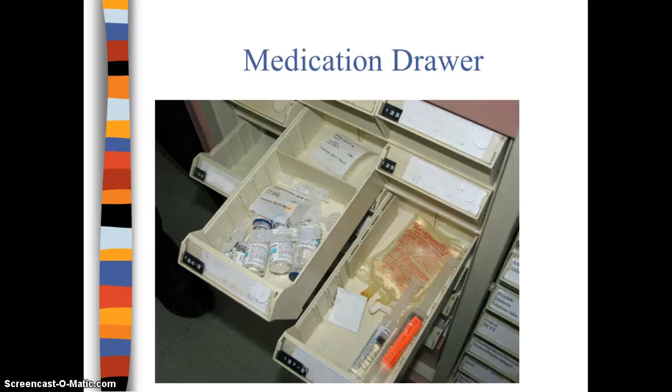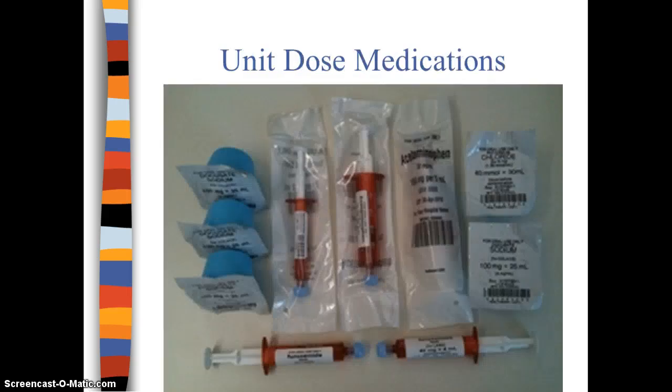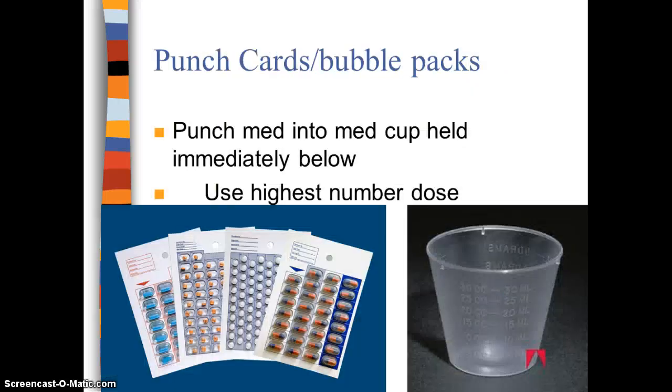This is a sample of some drawers in a med cart. It's done by room number and patient name, and as you see, pretty much anything can be kept in the drawers. So each of you will have a drawer full of medications in the lab also. There are several ways medications come. Unit dose medication, I believe, is probably the most common that you'll see these days. Each drug is packaged individually, labeled individually, and may even have a barcode on it, and that is done for safety measures. You can also have bubble cards or punch cards.